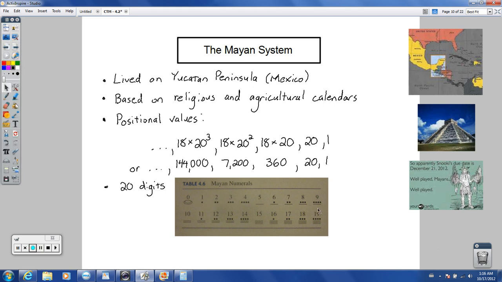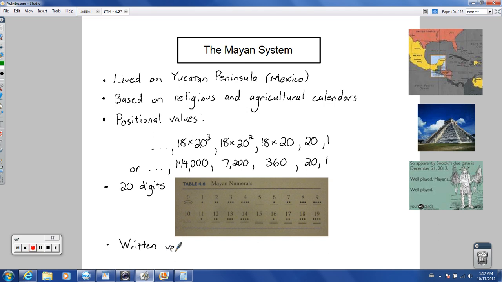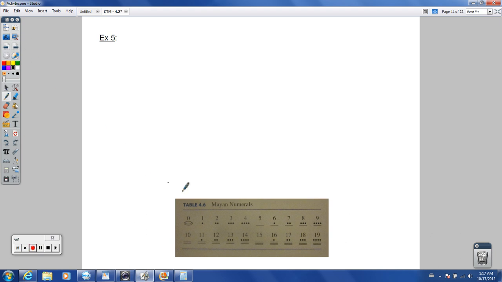And do I expect you to memorize these? No, but these really shouldn't be that hard to memorize, though. The concept that 1 dot is 1 and 1 bar is 5 should be pretty easy to remember, I hope. And then these are written like the traditional Chinese numerals as well. These are written vertically. So let's check out some examples with that.